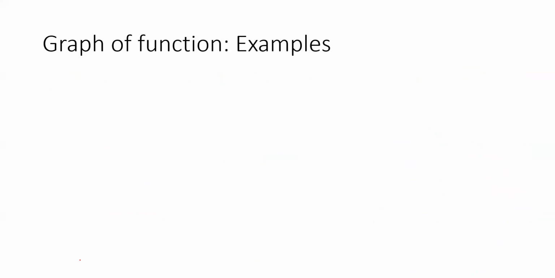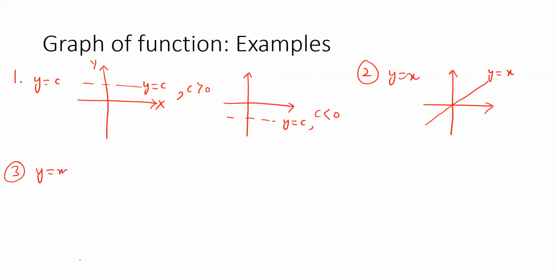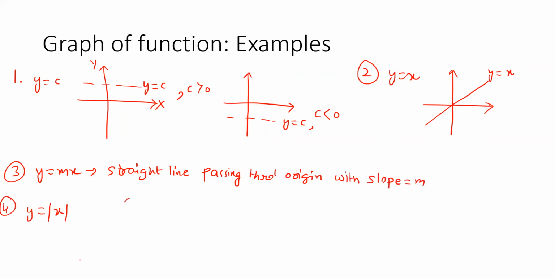And now we look at some particular examples of graphs. The first example is the constant function, y is equal to c, where c is positive. It will be a horizontal line. And for c negative, again, it will be a horizontal line. y is equal to x is a straight line passing through the origin. y is equal to mx is also a straight line passing through the origin with slope m. y is equal to x had slope 1. y is equal to mx has slope m.